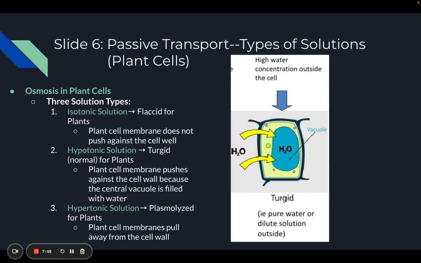The ideal situation for a plant is that you have the cell membrane that pushes out against the cell wall. This is what makes your vegetables crunchy when you eat them. So this is the preferred normal for plants.